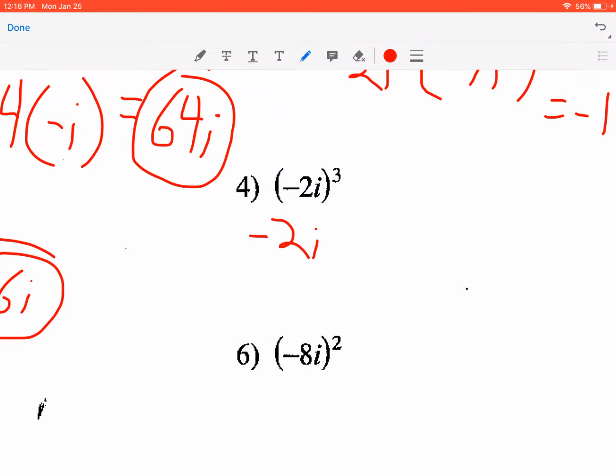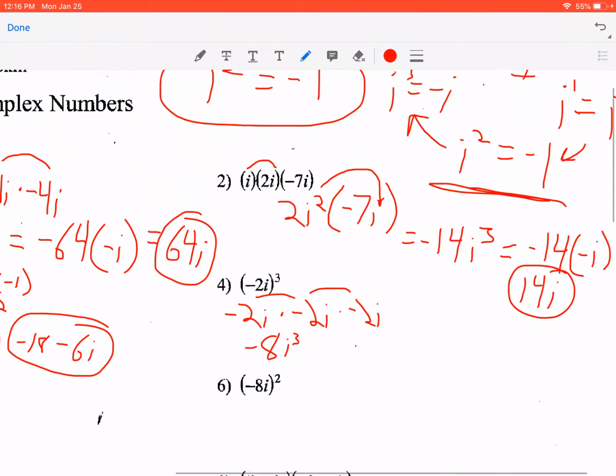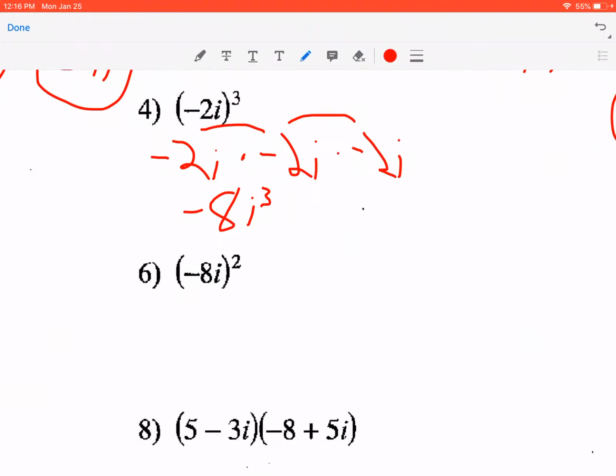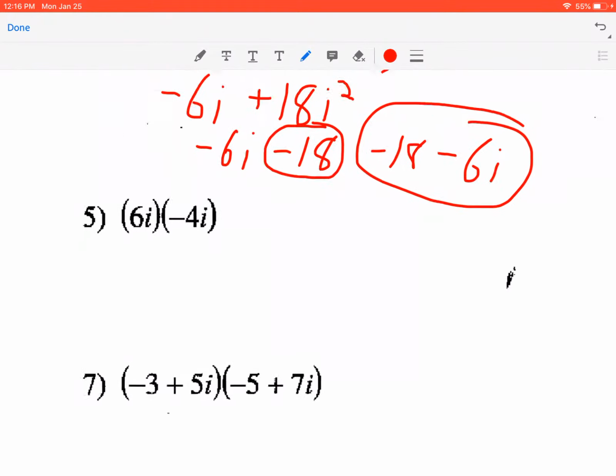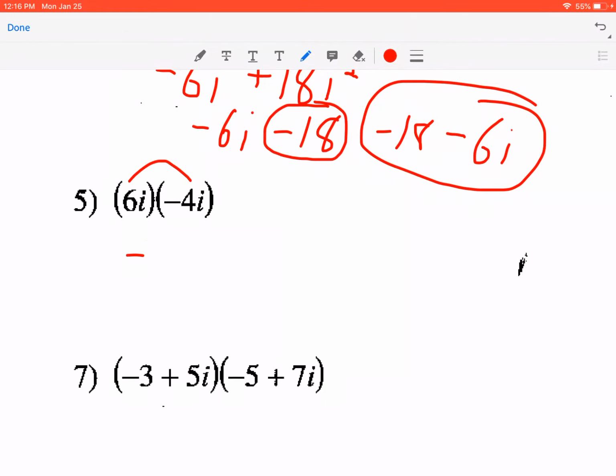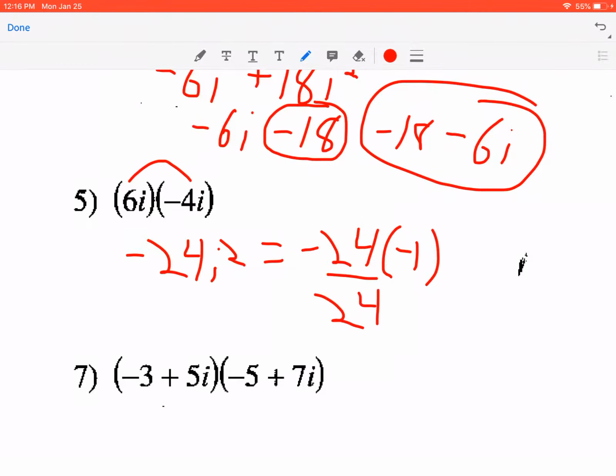All right, there's another one that's cubed. So this is -2i times -2i times -2i. So a -2 times -2, that's 4. 4 times -2, that's a -8. i times i is i to the third. And again, what was i to the third equal to? -i. So this is -8 times -i. Negatives make a positive, so the answer is just 8i. All right. Basic multiplication here, 6 times -4, -24. i times i is i squared. If i squared is -1, that's -24 times -1, so the answer is positive 24.